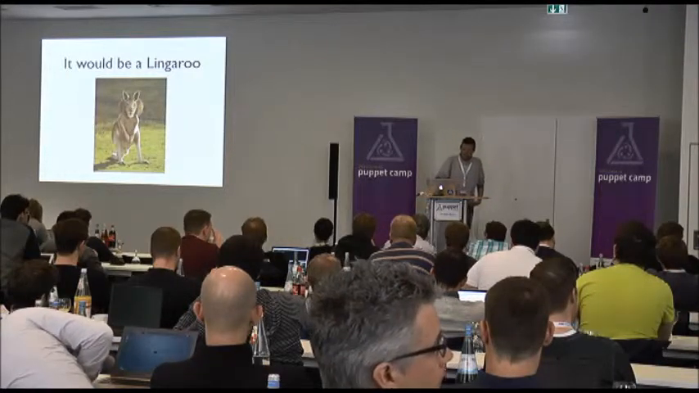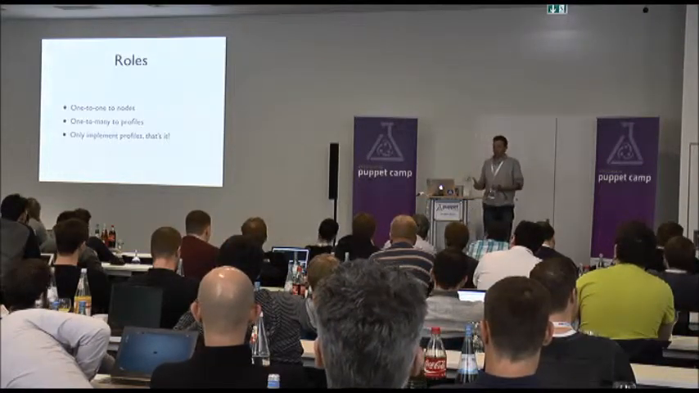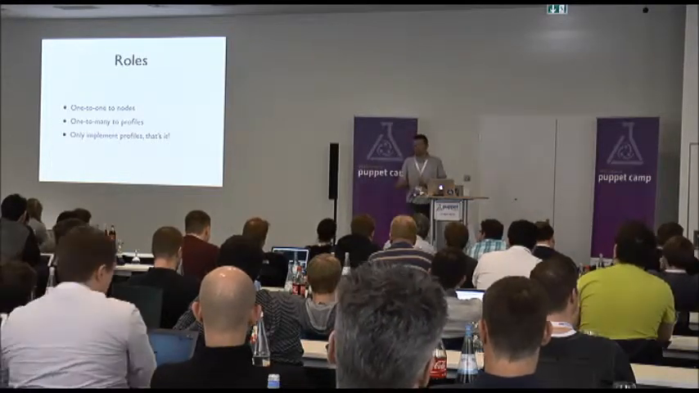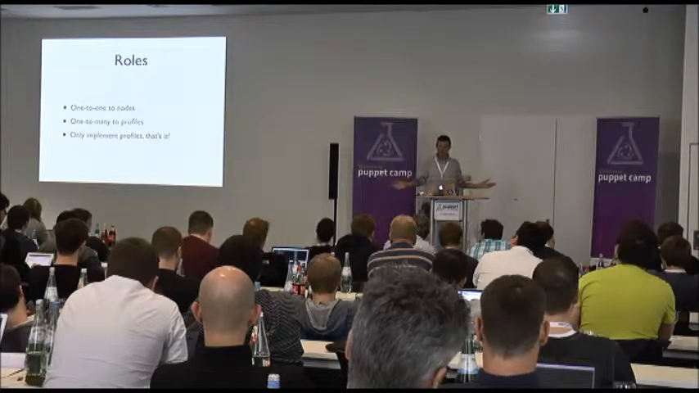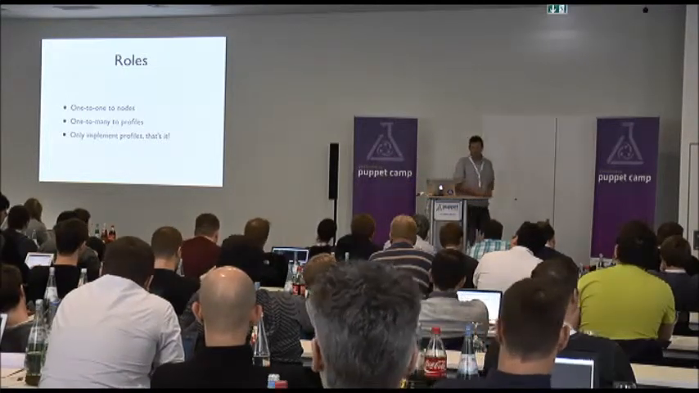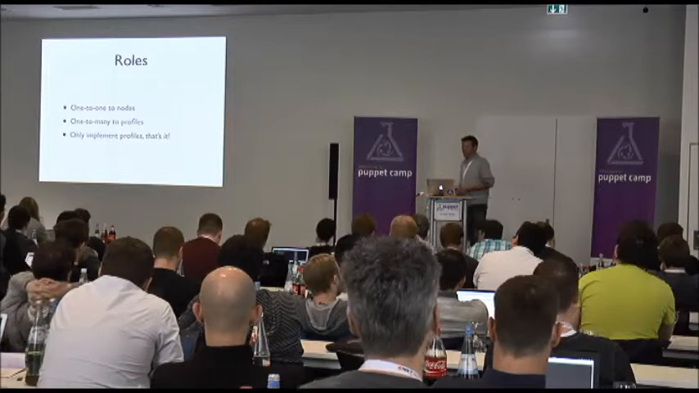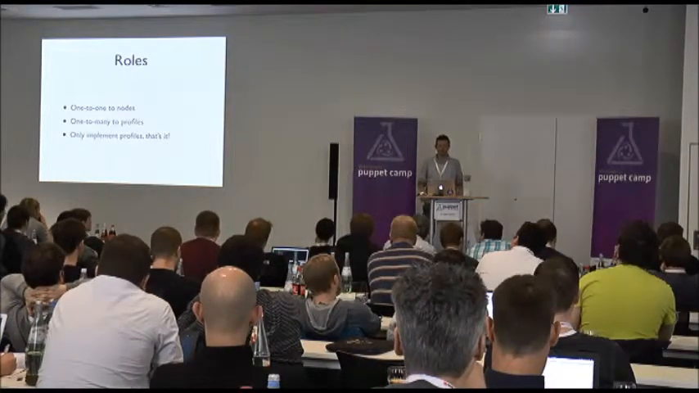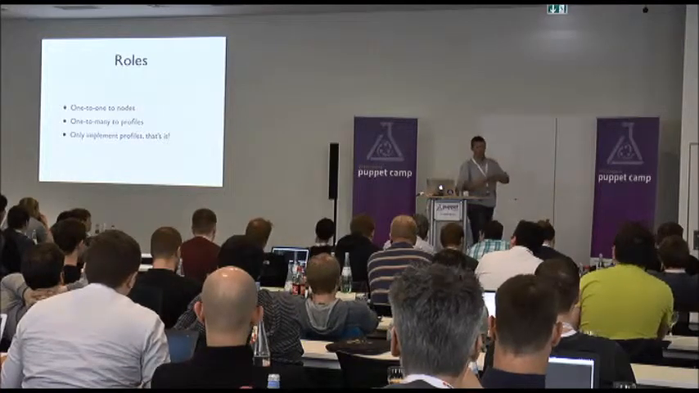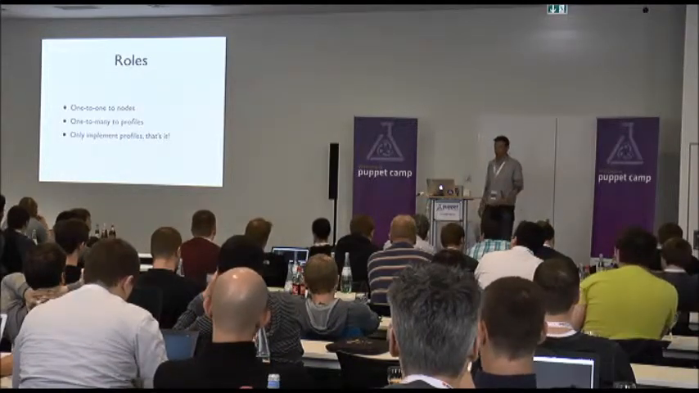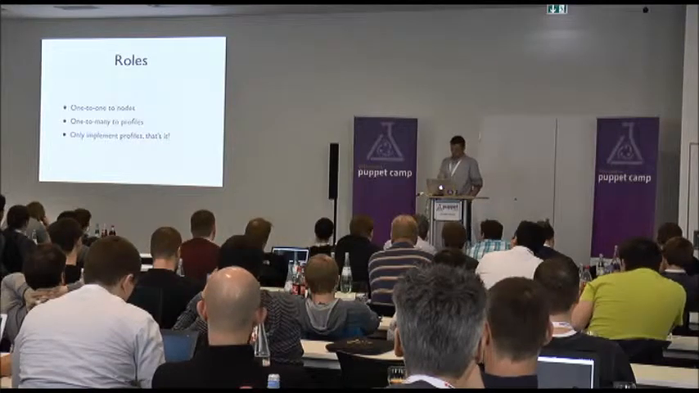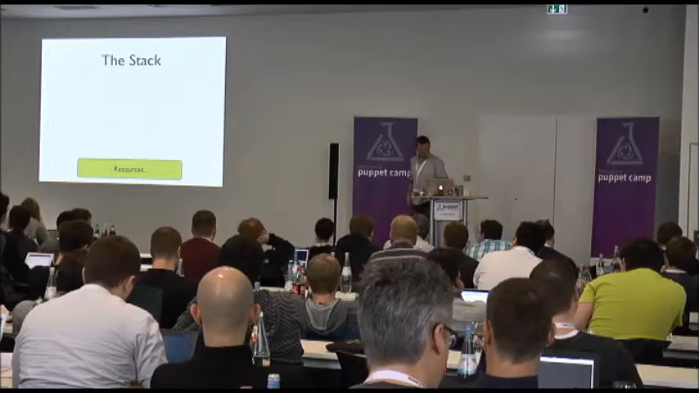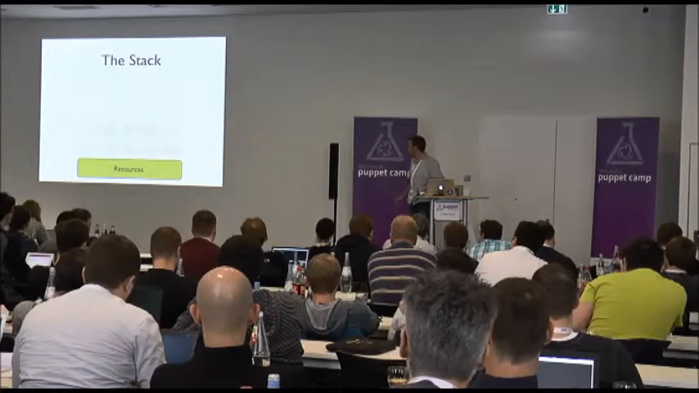So, summing up, roles have a one-to-one relationship with nodes, but a one-to-many with profiles, so a role can include all of the profiles that it needs in order to do its job. And roles are stupid and dumb. The only thing they do is implement profiles, include profiles. They don't have resource declarations. They don't have anything to do with component modules. So if we go back to our stack, we're managing our resource modeling layer with our component modules.